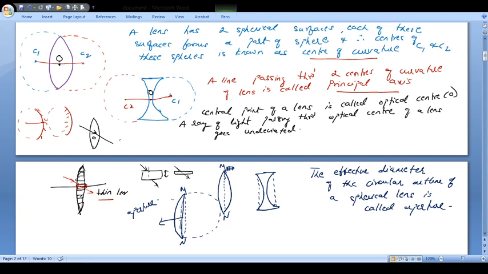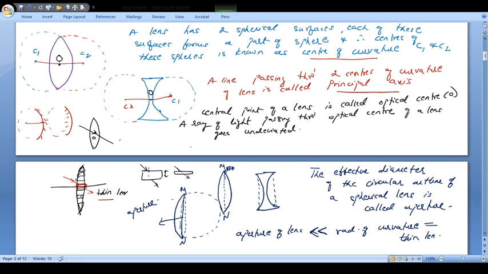Now in our discussion we will assume that aperture of lens is much less than the radius of curvature. If this condition is satisfied, that the aperture of lens is very much less than the radius of curvature, then such lenses are known as thin lens. So if they ask you what is meant by thin lens, then the aperture of the lens is very much less than the radius of curvature.